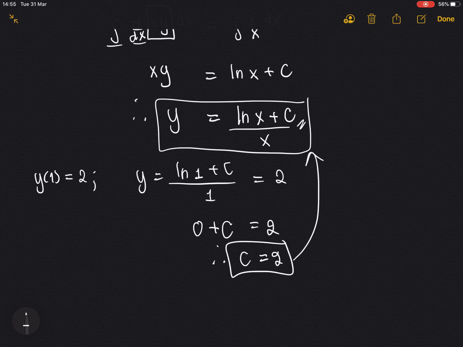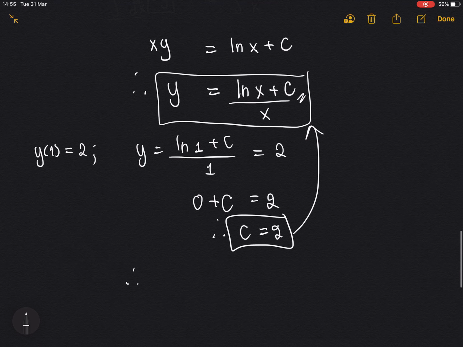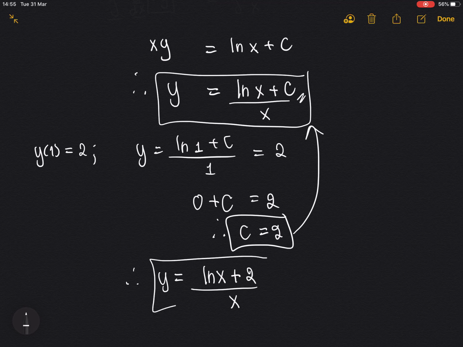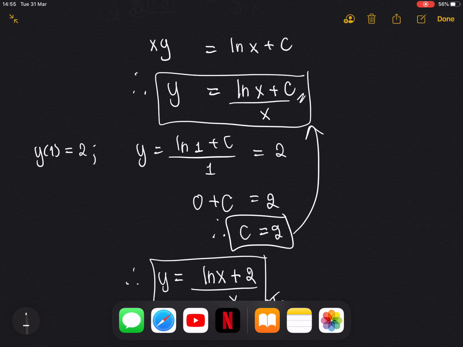Alright. So after you know the value of the constant c, you have to substitute it back into the function of y. Therefore, our final function of y in this case is equal to ln of x plus 2, divided by x. So that is our final solution for these first order linear differential equations with the initial conditions. Okay, and next.